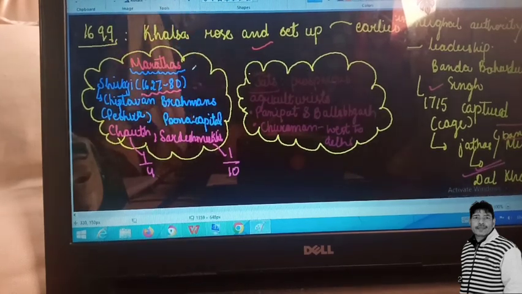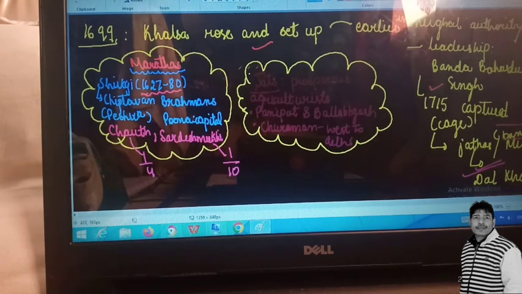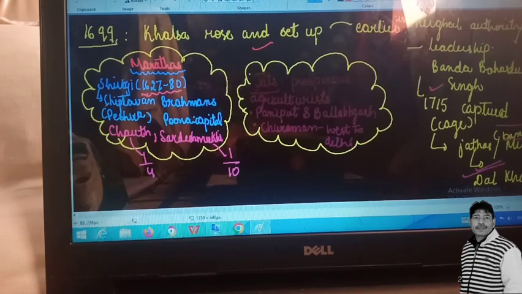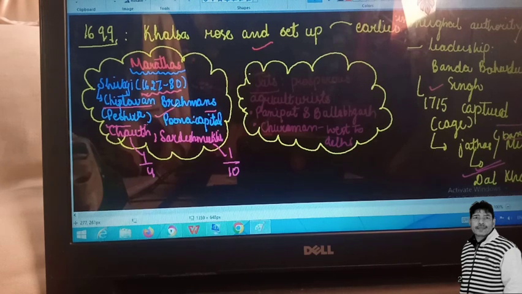Now let's come to the Marathas. The Marathas rose under the leadership of Shivaji. His time period was 1627 to 1680. Earlier they were led by Chitpavan Brahmins, who were the Peshwas, and the capital of the Marathas became Pune.